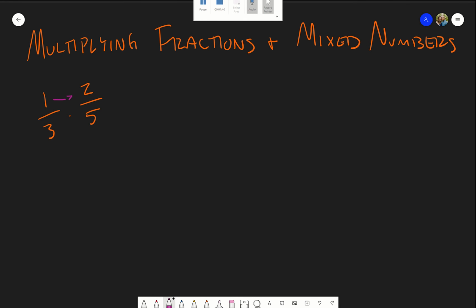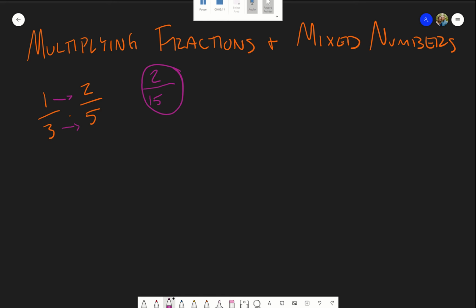Top number, multiply by my other top number. Bottom number, multiply by my other bottom number. 1 times 2 is 2. 3 times 5 is 15. And there's my answer. I just multiply right across, top and top, bottom and bottom. That gives me my answer. It really is as easy as that, which is nice. It's nice to know that I don't have to get any kind of confusing situations. I can just multiply straight across.